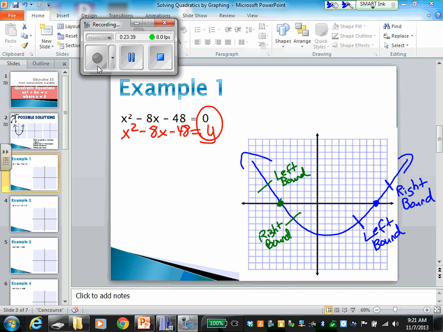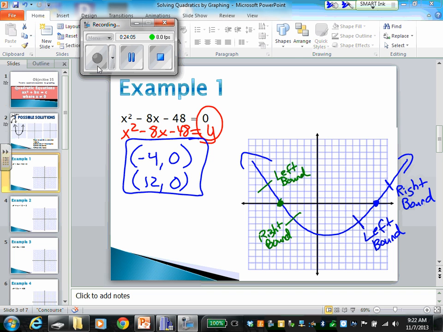How do we write our answers? And there's a couple ways that you might see on the SOL. So you need to familiarize yourself so that you know it's the same thing. One way is to actually put the points. So you could put -4, 0. That's 1 point. And then you could put 12, 0. So that would be one way to write your answers. You could also say x is equal to -4 and x is equal to 12. That would be another way to say your answer.